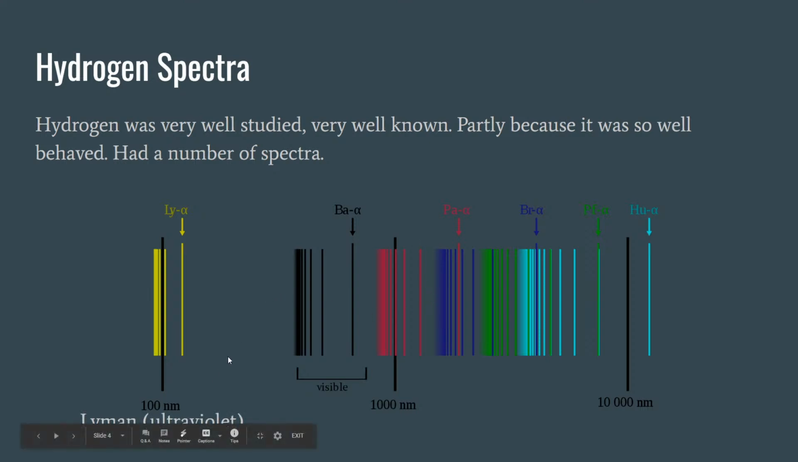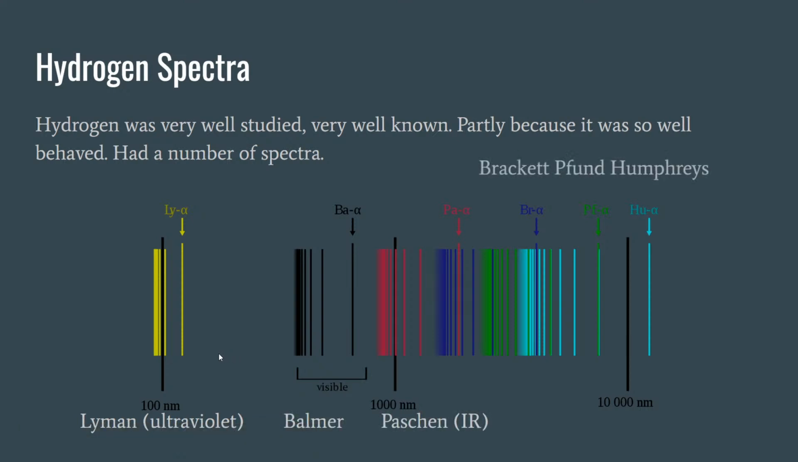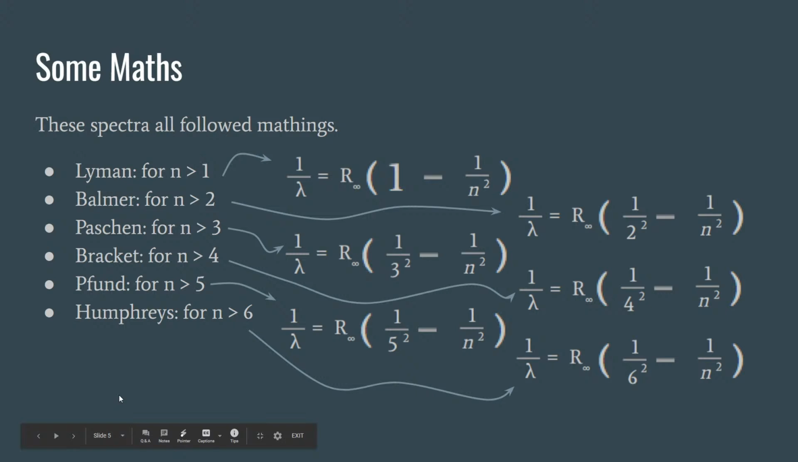So, Lyman in ultraviolet, Balmer in the visible, Paschen in infrared, Brackett in infrared, then Pfund, and then Humphreys, going further and further into infrared, then microwaves, and maybe, I guess, out into even radio waves. Go far enough. But it had these various spectra. Now, the reason that these all have people they're named after is because those people, Lyman, Balmer, Paschen, etc., came up with these formulas here.